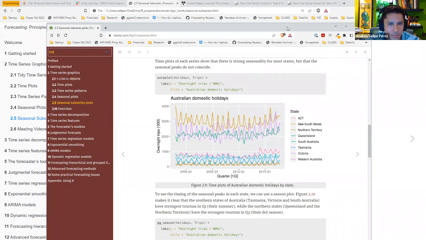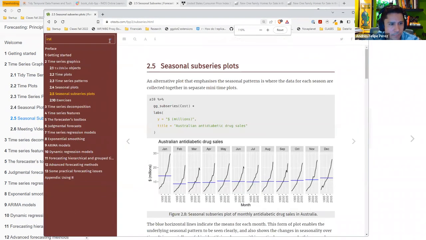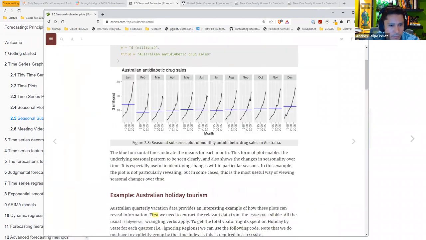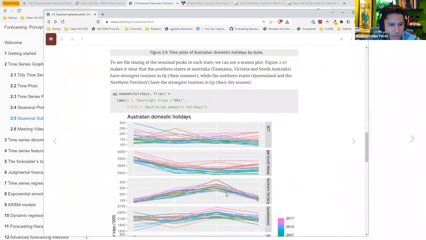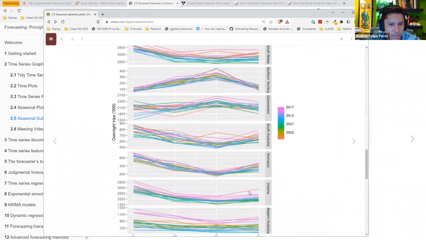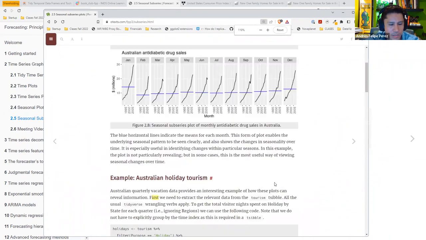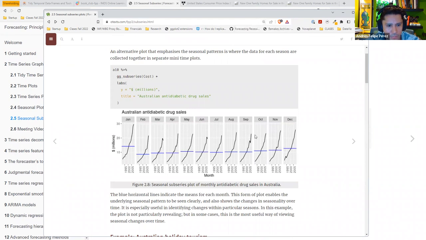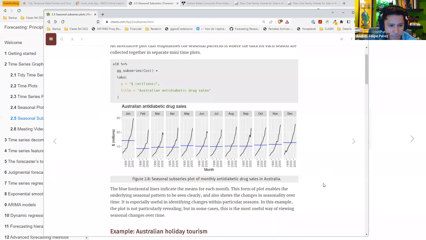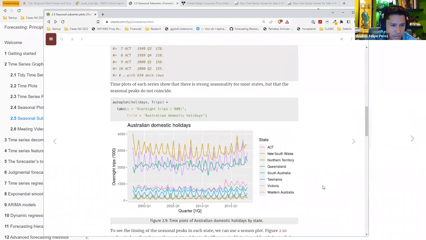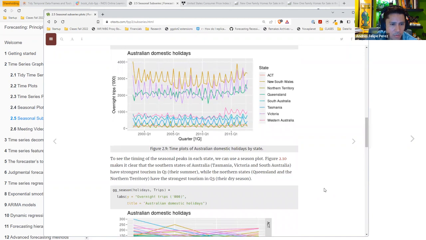There you go. Yeah, so this is an example of it. You see how there are many different little plots one next to the other, and in this case you have the mean of each month. It's just another way to emphasize how these patterns behave. There's a few examples here. This is the one that I wanted to show.